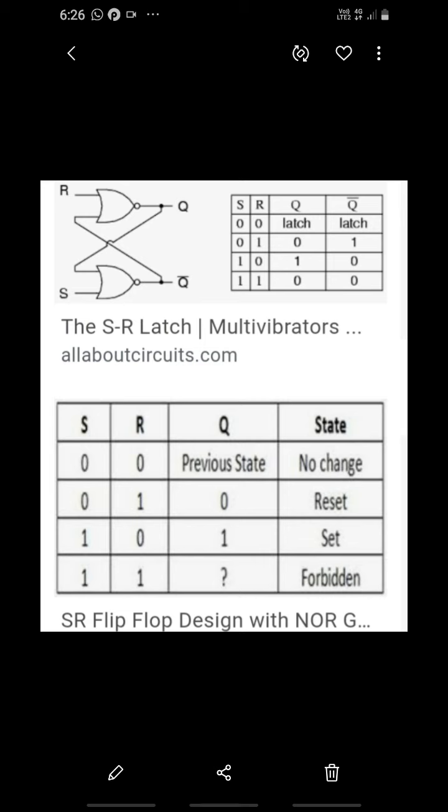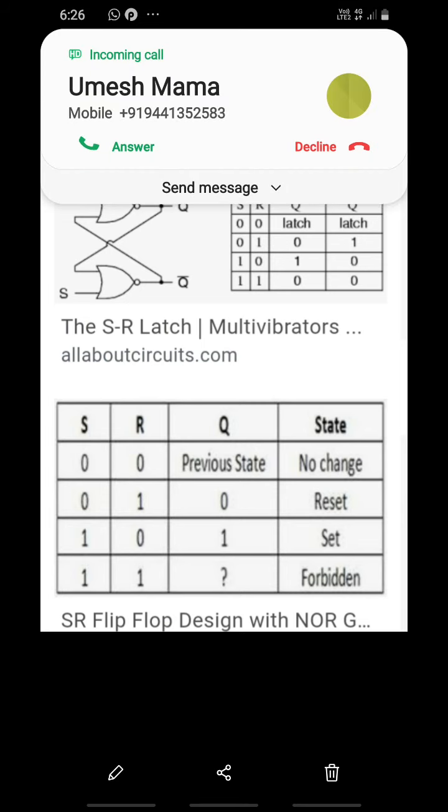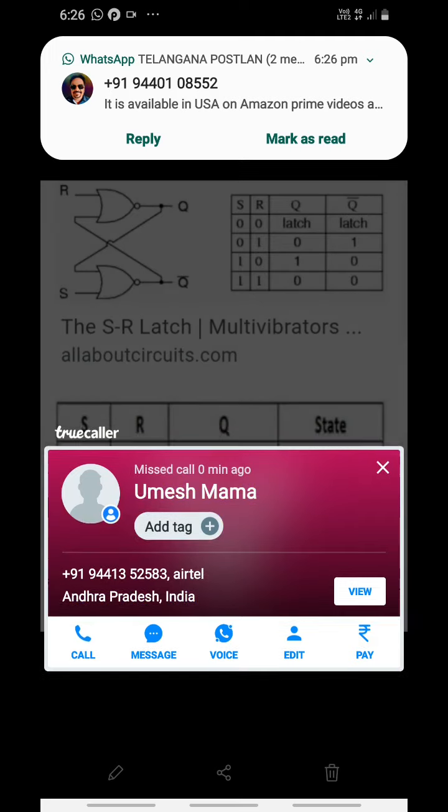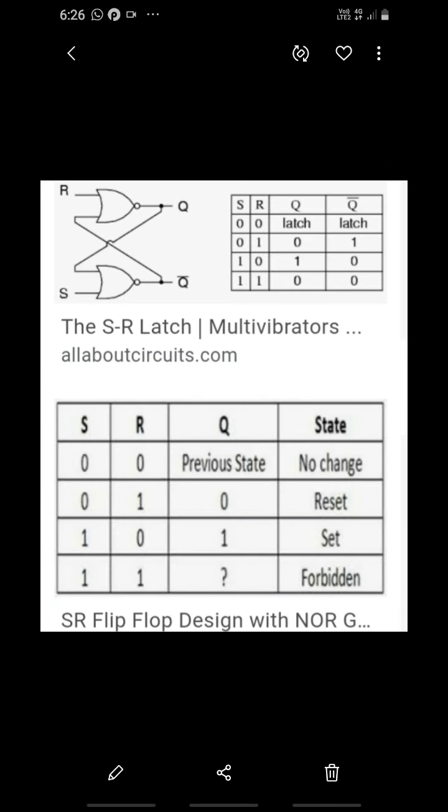Before that, I am applying input 0 0. I assigned the input as 1, and I am assigning the output as logic 1 and 0. So now I am applying input R as 0.